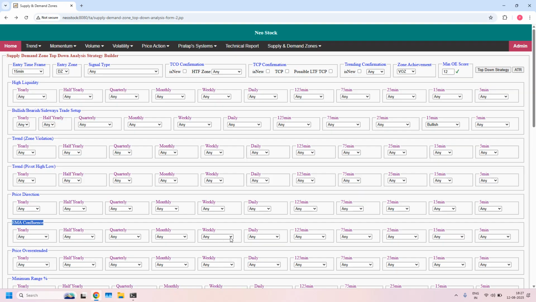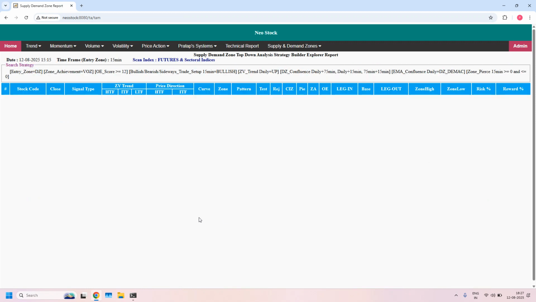The EMA confluence at daily time frame, I am checking daily demand zone having daily EMA or not. At the same time, trend on the daily should not be sideways. It should be uptrend because it is bullish trade setup. Let's verify. We don't have any stocks. So there is no high probability trade setup in this combination.